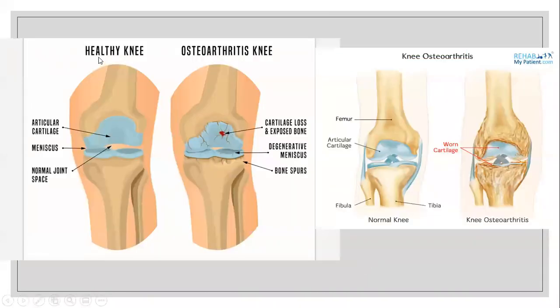In this picture, we can see the healthy knee joint. This is the articular cartilage, this is the meniscus, and the space in between the two bones. But in this picture of osteoarthritis, we can see the degenerative change in the meniscus, broken, and the cartilage is exposed to the bones. Same thing here: this is the femur, this is the tibia and fibula, and the articular cartilage. But the cartilage is worn where the patient has osteoarthritis.